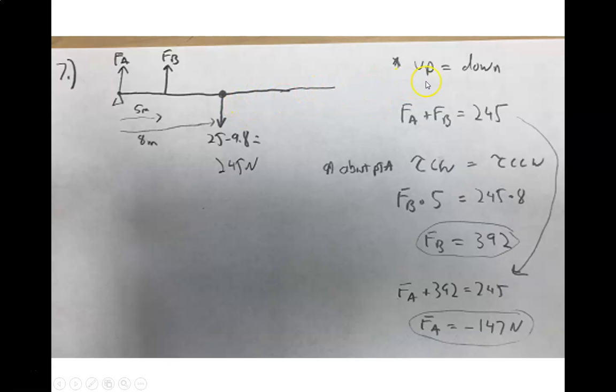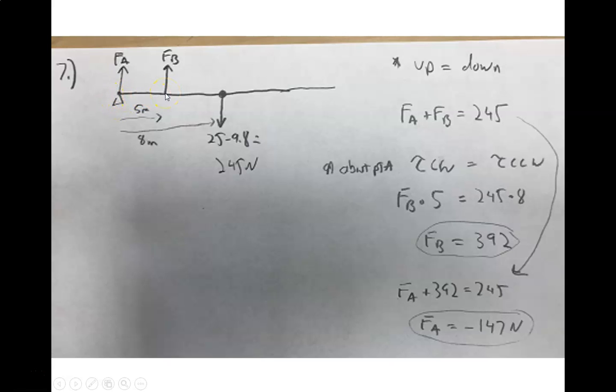First off we'll say ups equals downs. So FA plus FB, my two ups, have to equal my down, which is 245. Then we're going to say our clockwise torques equal our counterclockwise torques. So we're going to choose location A as my pivot point.